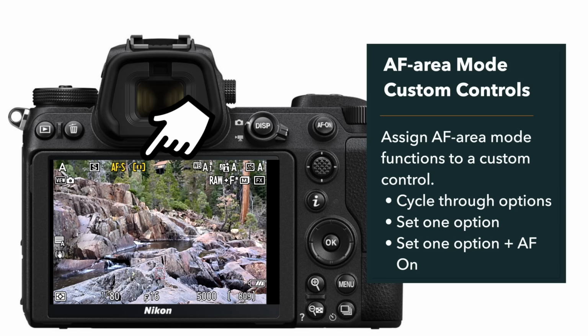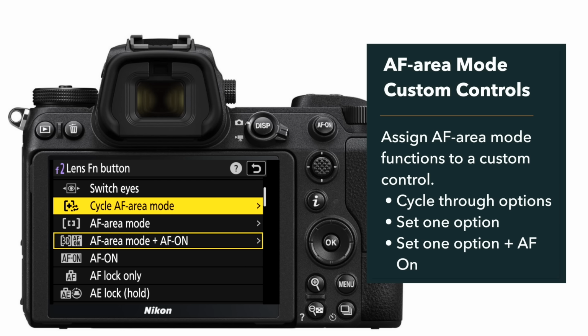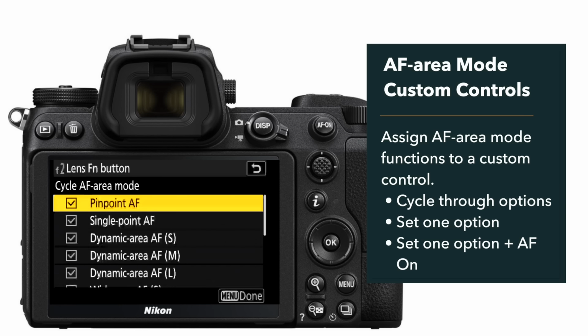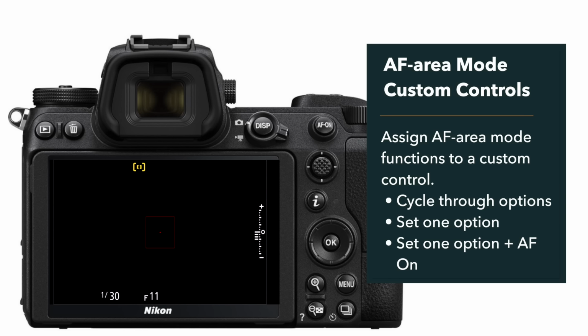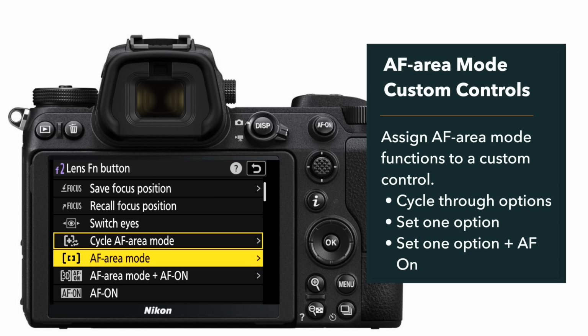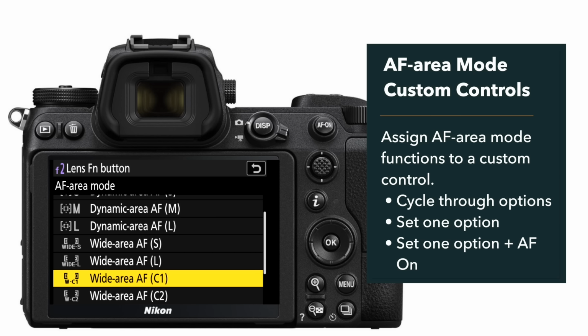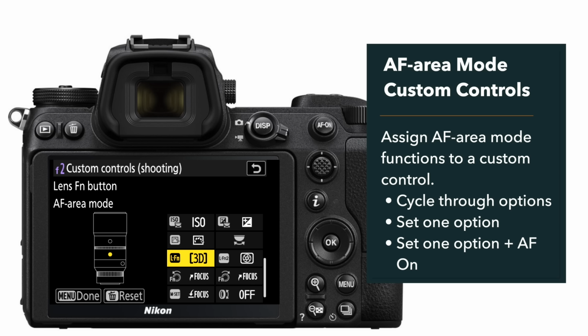And then you have some other options for choosing your AF area mode depending on the camera that you have. There's cycle AF area mode, where you can just choose the AF area modes that you want to cycle through when you push the button. So as you push it, it'll just cycle between whatever's checked off here. You can recall a specific AF area mode. You just choose this option and then select whichever AF area mode that you want. Or you can do that plus activating autofocus when you push that button.